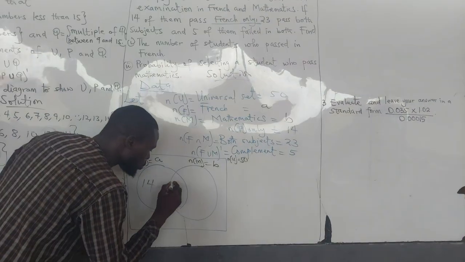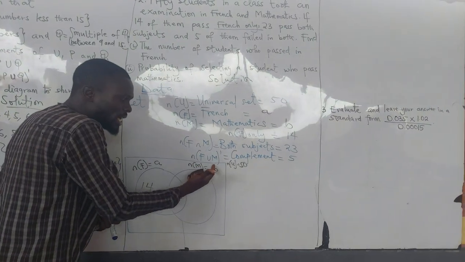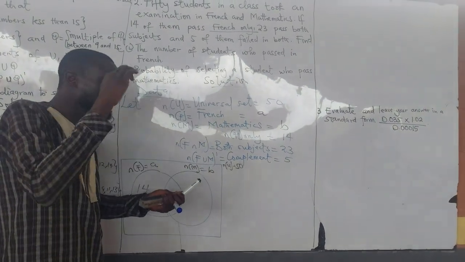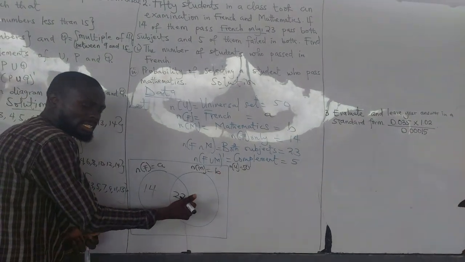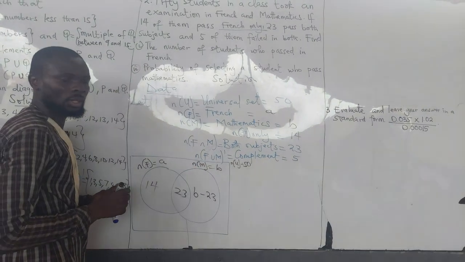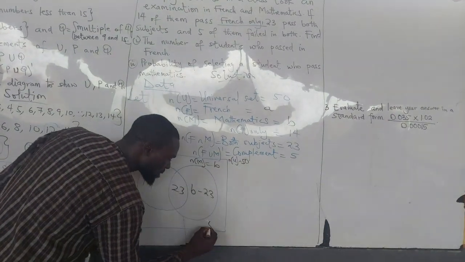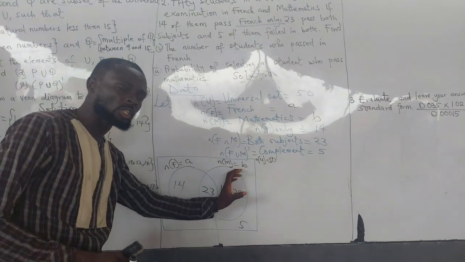Then the intersection is what? 23. But because this B, which is the mathematics, you have not been given the only, we are going to drop the mathematics inside, then we subtract the intersection. And we are having the complement as 5. So we've been able to illustrate the information on the diagram.